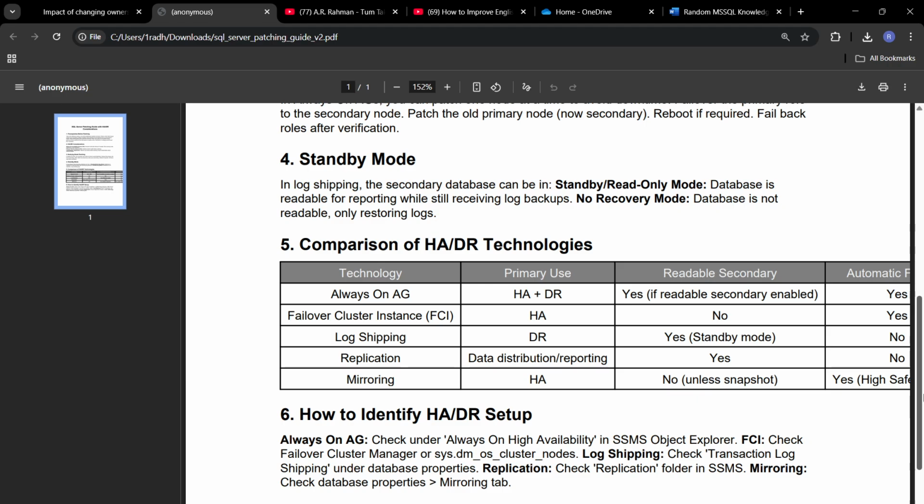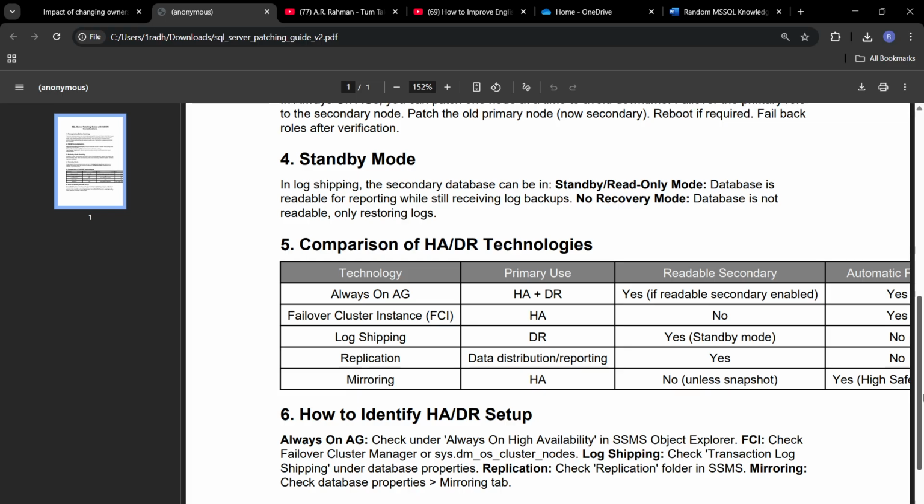Coming to FCI, how do you check whether the server has FCI enabled or not? For this, you need to check on your server whether Failover Cluster Manager is there or not, or if not, then you need to check the cluster node services. You need to check sys.dm_os_cluster_nodes on your server. If it returns 0, it means it does not have FCI. If it returns 1, it means the server has the FCI feature.